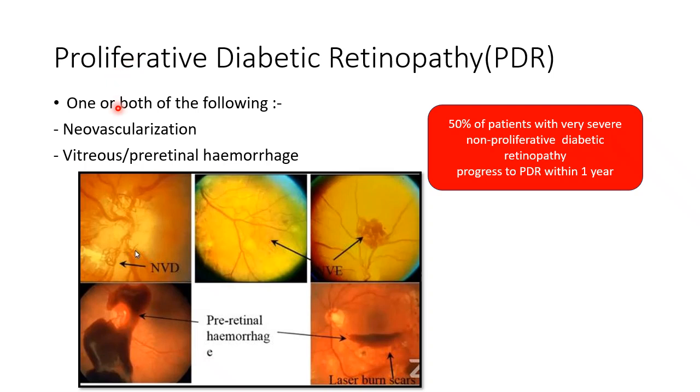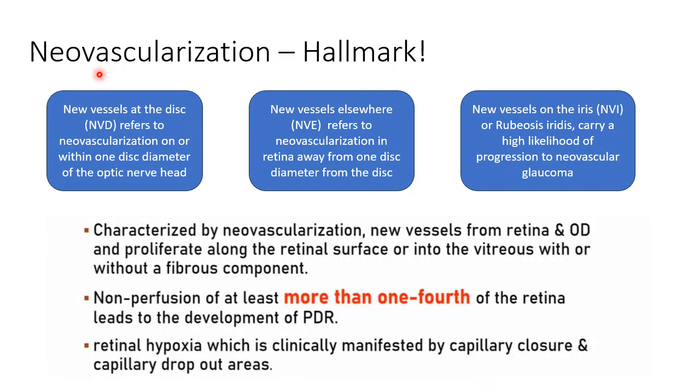The importance of this classification is that 50% of patients with severe NPDR progress to PDR within 1 year. I mentioned this figure when I talked about severe NPDR also. So the hallmark of PDR is neovascularization. NVD, this is the definition of NVD, neovascularization on or within 1 disc diameter of the optic nerve head or the optic disc, right? NVE, neovascularization away in the retina, away from 1 disc diameter from the disc, and NVI is new vessels on the iris.